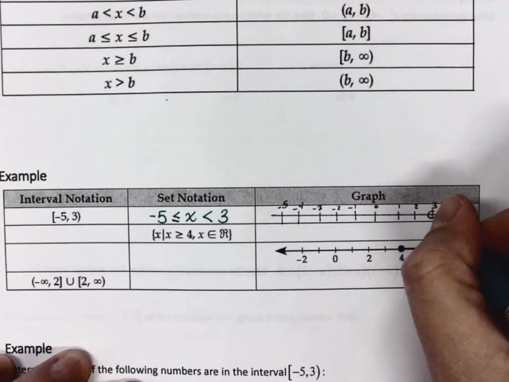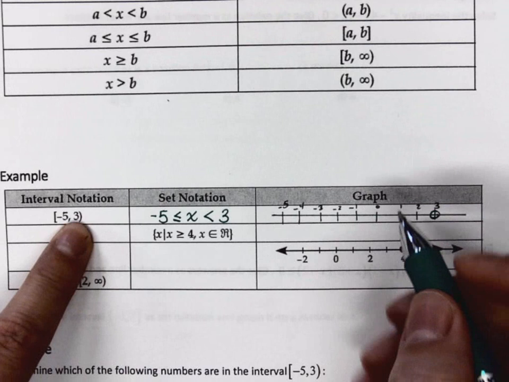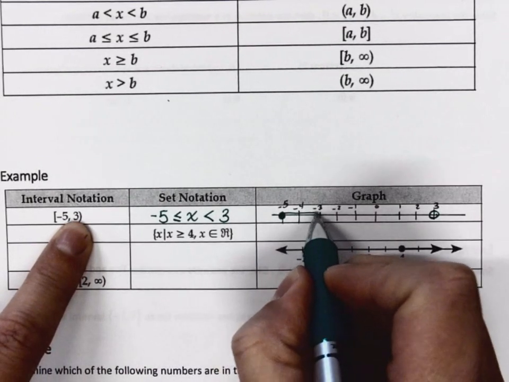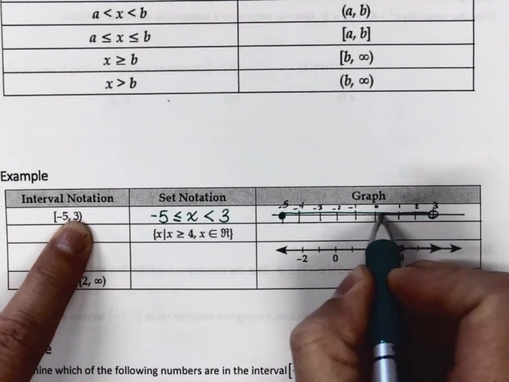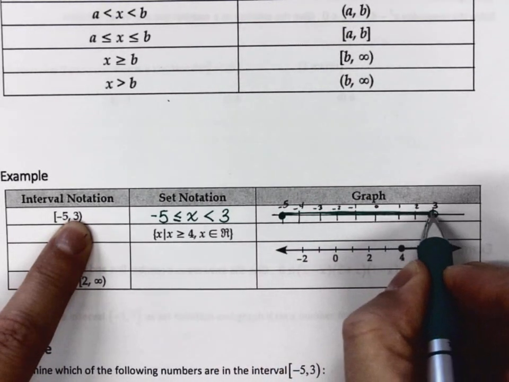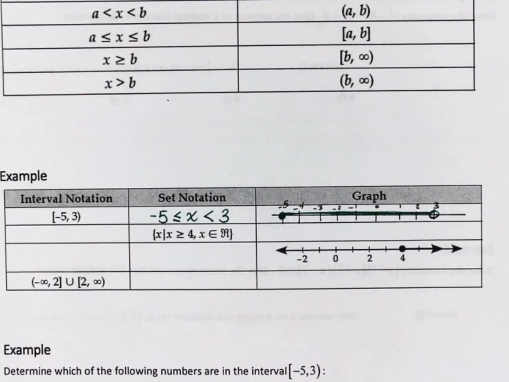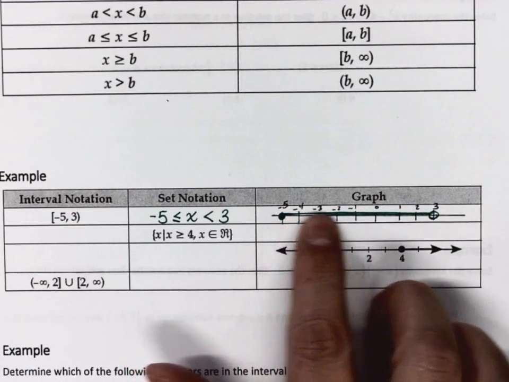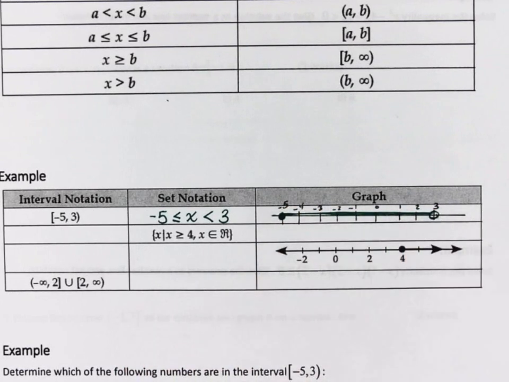So I'm going to have an open circle at 3 because it doesn't include 3. I'm going to have a closed circle at 5, and I'm going to have a line that connects those two endpoints. I used green because I thought it would stand out, but you get the idea. Open circle at 3, closed circle at 5. The line connects both of them.